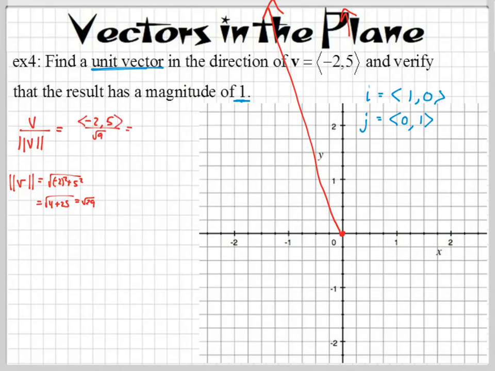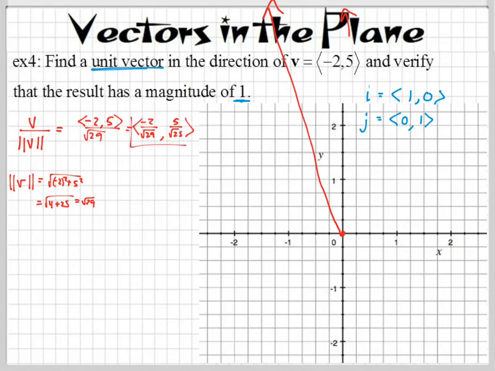So that means it's going to be -2. That says 9. Did I do something? Oh, I forgot the 2. Radical 29. Okay, so I got -2 divided by radical 29, and 5 divided by radical 29. That is the unit vector.